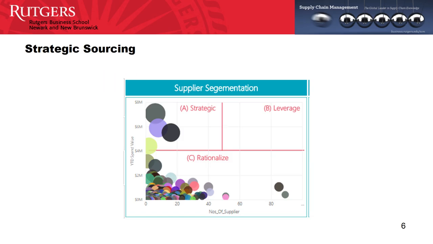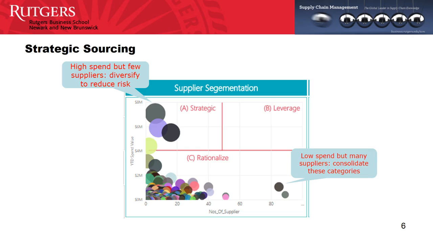Plotting the categories on a two-dimensional graph with the number of suppliers as the x-axis and year-to-date spend as the y-axis, we can see that on the upper left corner, we have a few big bubbles representing the categories with a high spend but few suppliers, indicating the urgent needs to diversify these categories among more suppliers to reduce risk. On the lower right corner, we find categories with a lower spend but many suppliers. These are commodity items that we can consolidate the purchases from fewer suppliers to save cost.